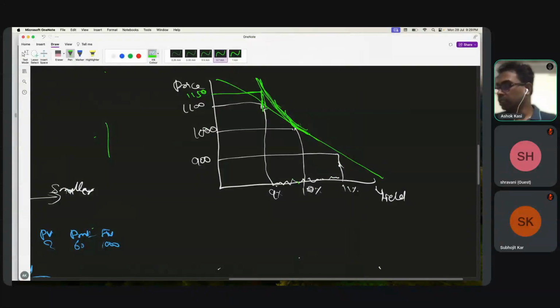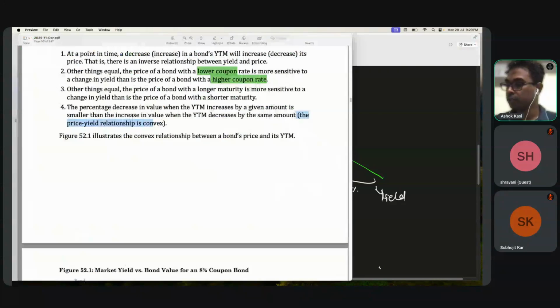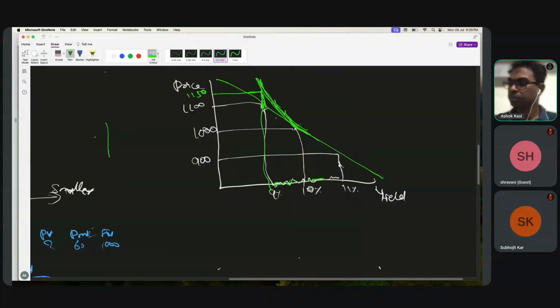That means when the interest rate comes down, the jump is higher than when the interest rate goes up. Okay, this is what it means. Price yield convexity. We will be speaking a lot about this again at a later stage, but you got the idea now.